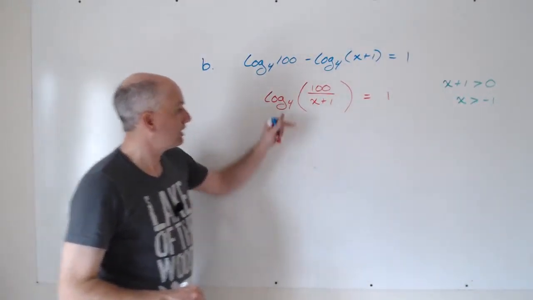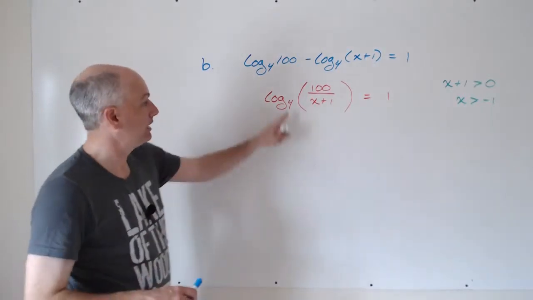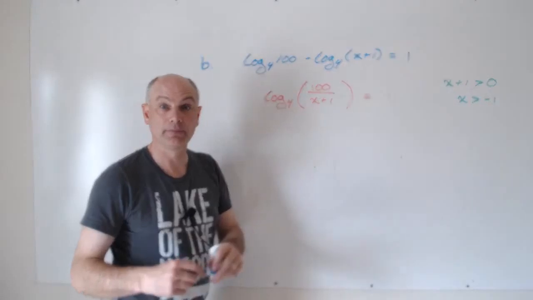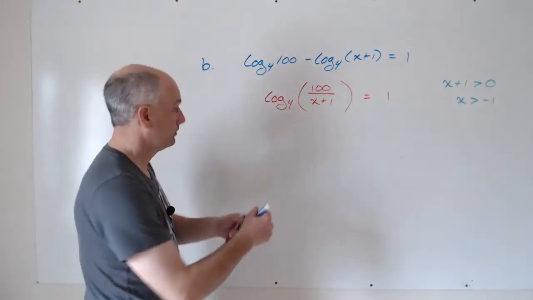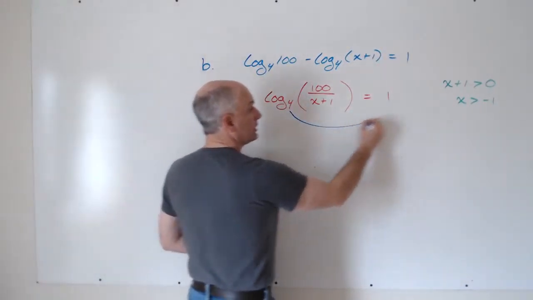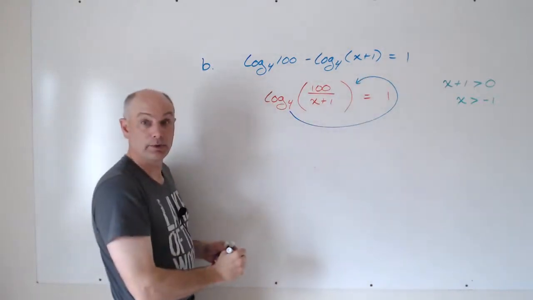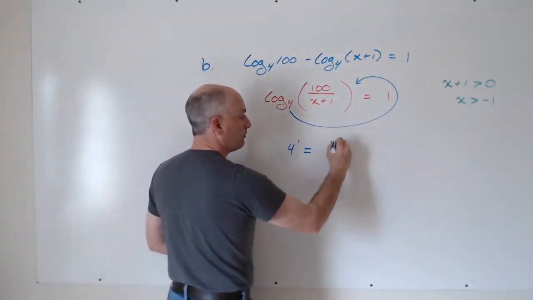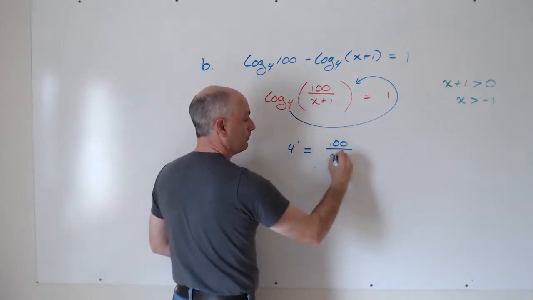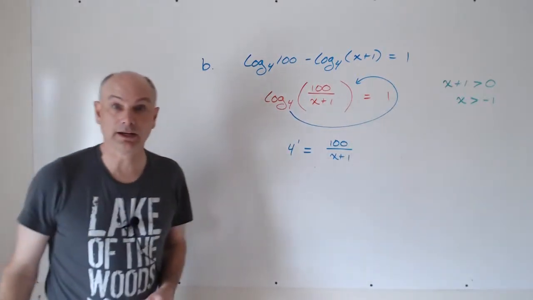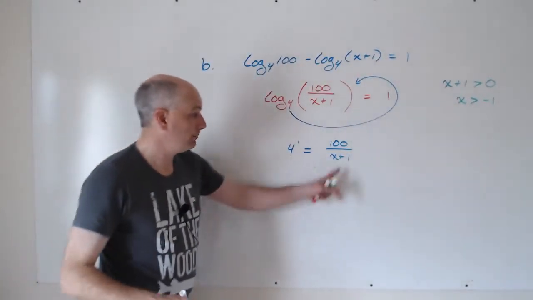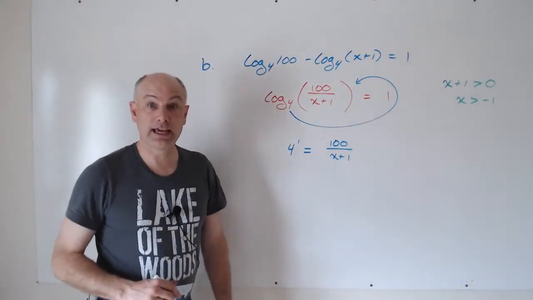Okay, so again, here's another situation where we've got log base 4, only a single logarithm on the left side, equal to a number. Let's convert it. Converting to exponential notation, what do we get? 4 to the first power is equal to 100 over x plus 1. That would be your first major check of understanding. Now your goal, start solving for the x.